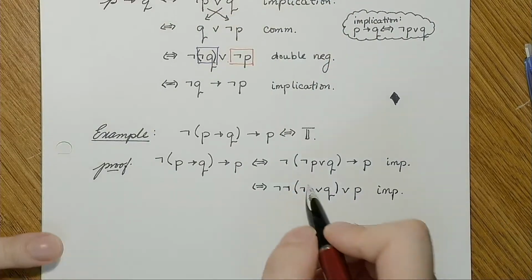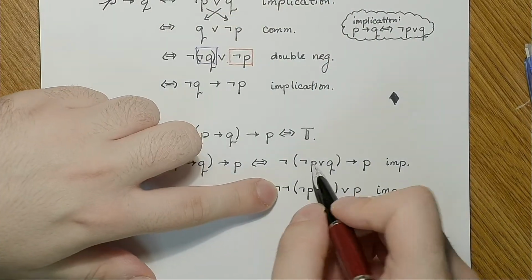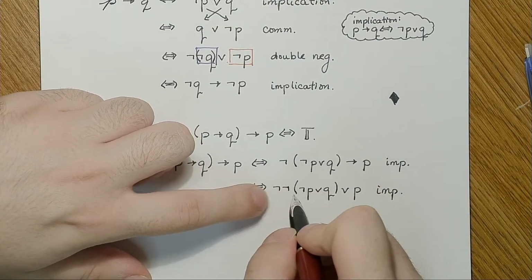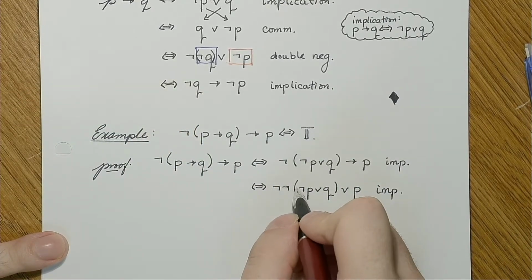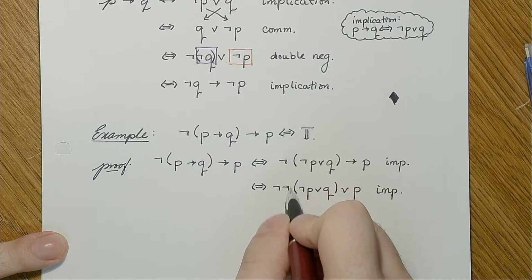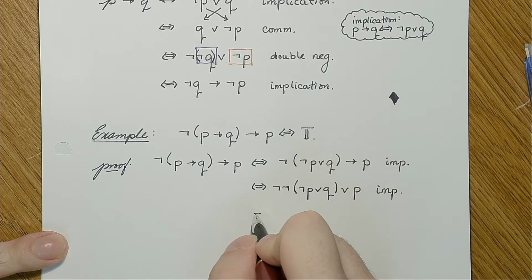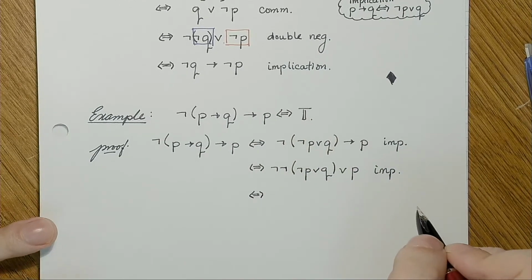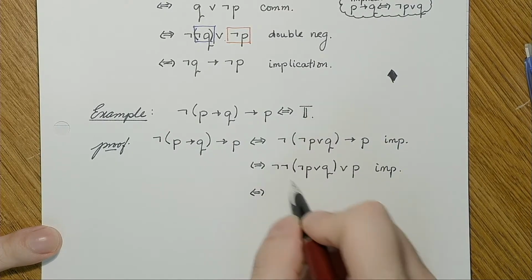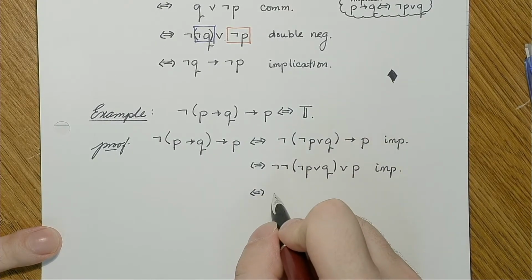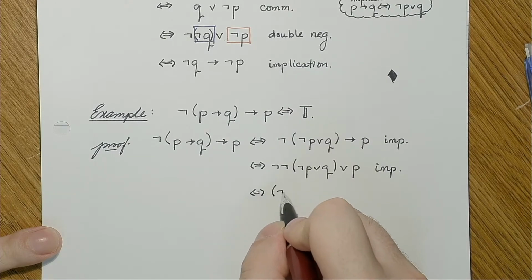So let's just double check. I'm applying the implication rule, so there's one, two, then I apply that third one again. Just making sure. Well, there was one there, and there are now two. I have a double negation, so I can drop that, just by the double negation rule.